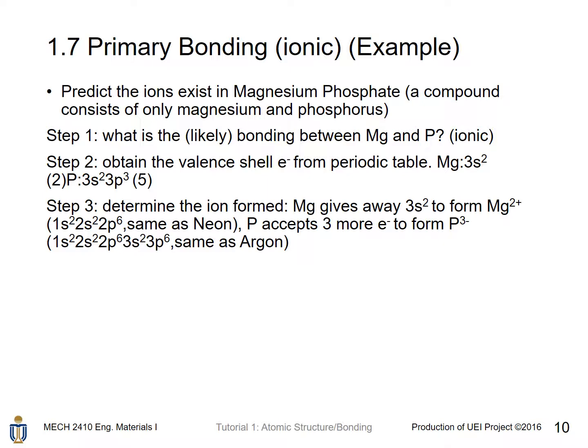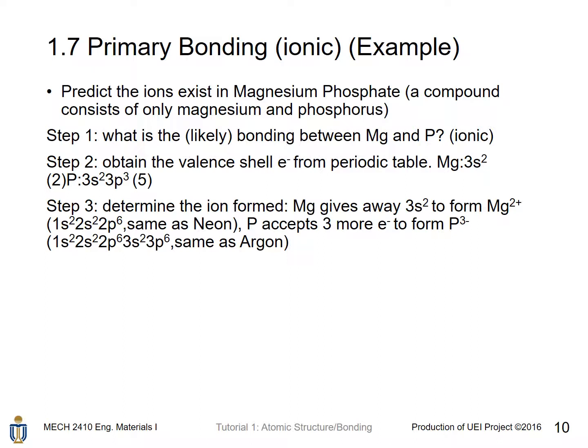Step 2, we obtain the valence shell electrons from the periodic table. Mg is in period 3, in the s block, and in group 2, therefore it is 3s2. That is the valence shell, and the valence electron number is 2. For P, the outermost shell is 3s2 and 3p3, which means a total valence electron number of 5. And then we determine the ions formed.